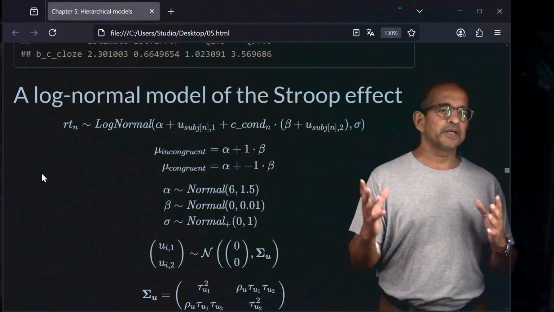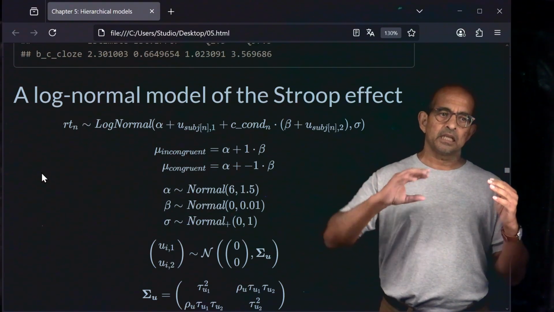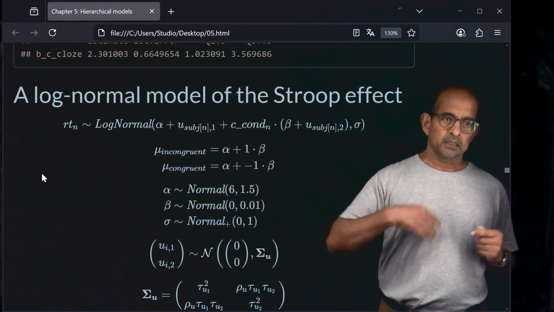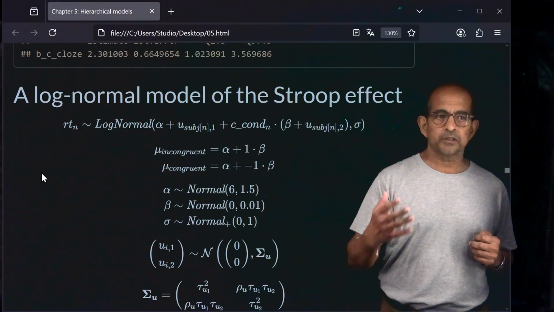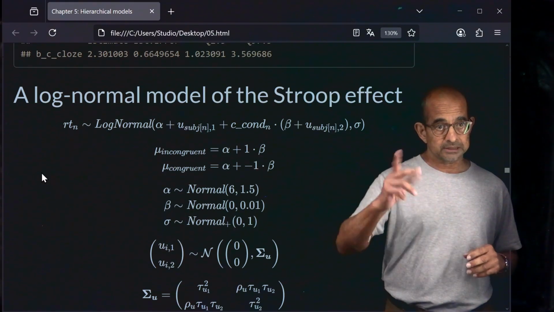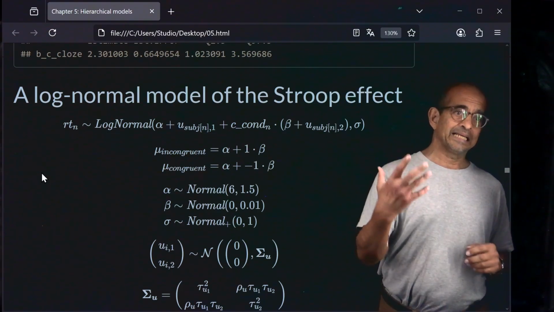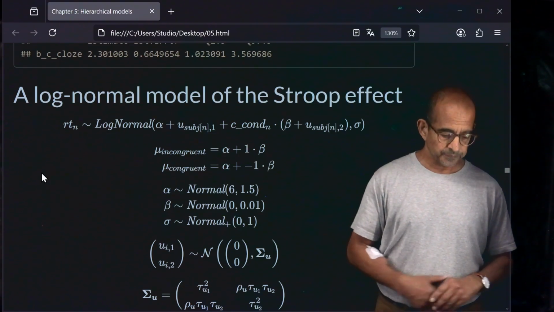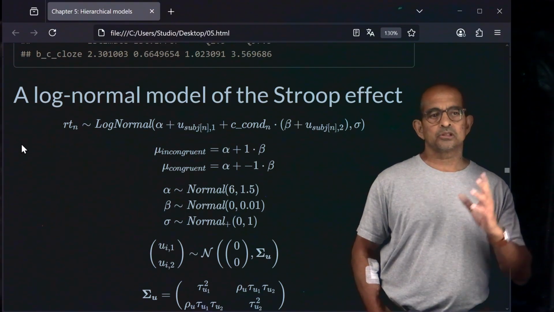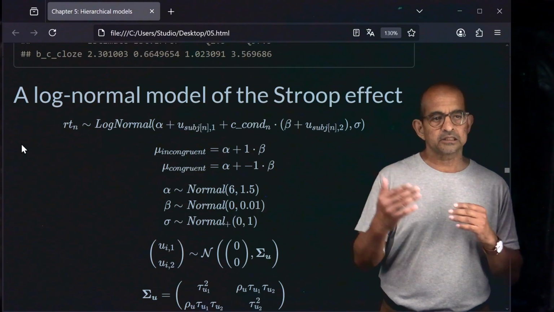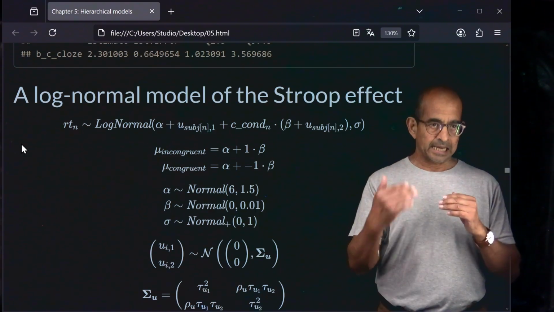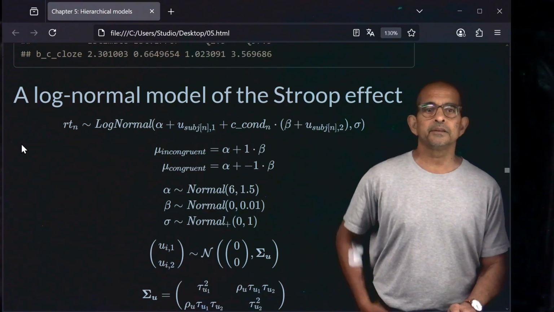The Stroop effect is basically the phenomenon that if you change the color of the text, let's say you've got the word green but you write it in red, then it's harder to actually name that color because there's a mismatch between the color in which it's written and the meaning of the word that you're actually seeing. So that's called the Stroop effect. You see a slower reaction time if the text color and the actual word are not congruent.